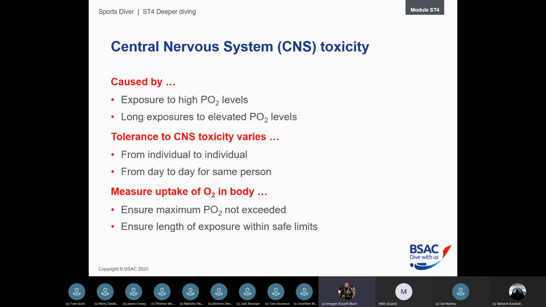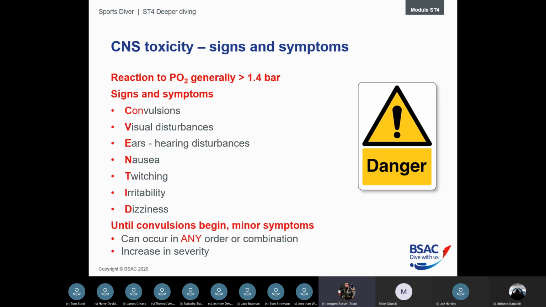So the signs and symptoms of this. The reaction generally occurs above 1.4 bar. Again, do not exceed this and you should be okay. Your signs and symptoms: you've got your convulsions, so like a fit, pretty much. Your body will convulse. Visual disturbances, seeing things, whether it be like stars or hallucinating or just colours. Ears, you might have hearing disturbances.